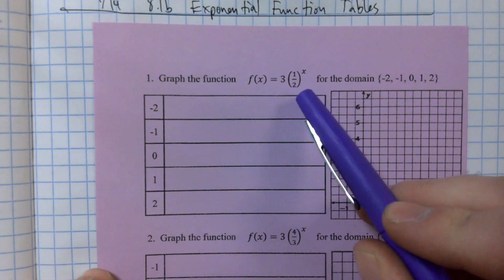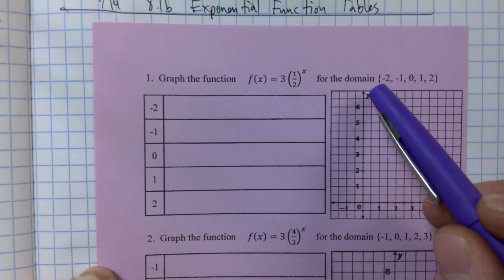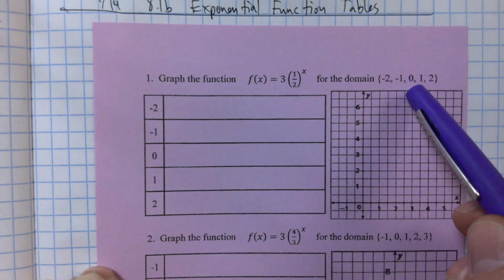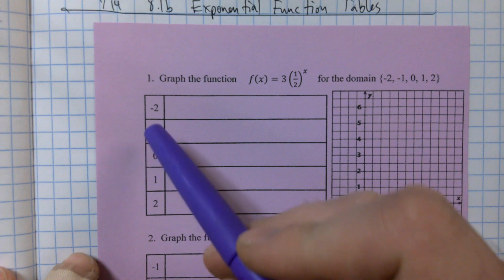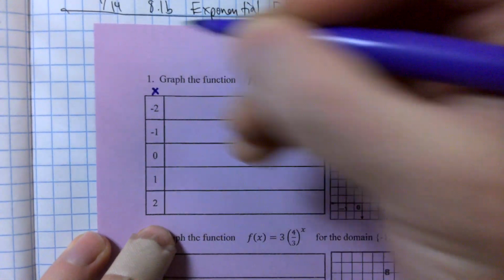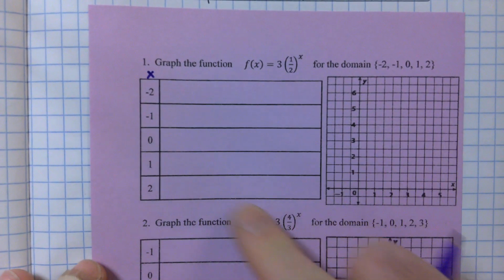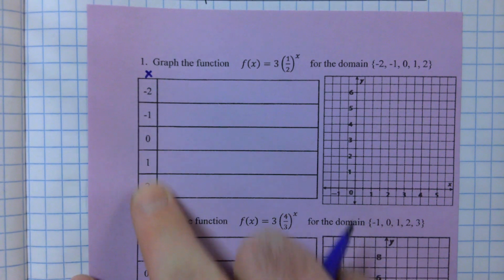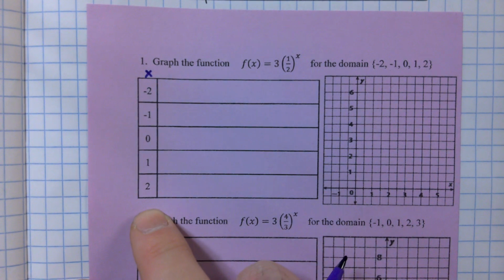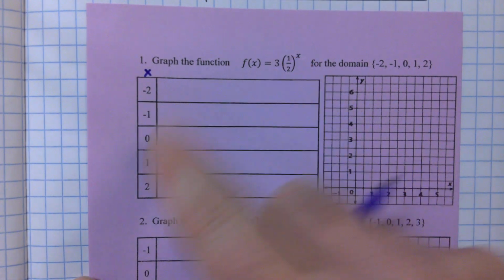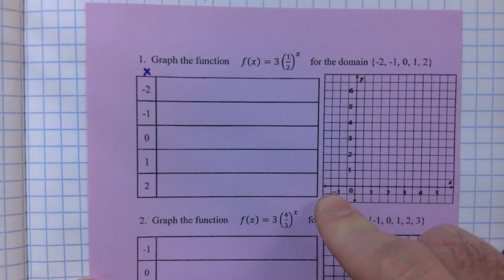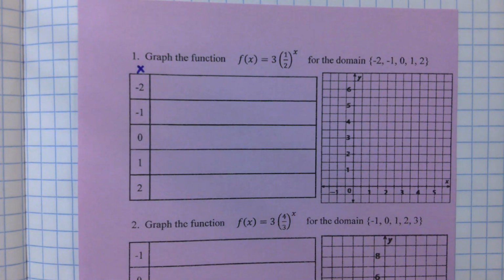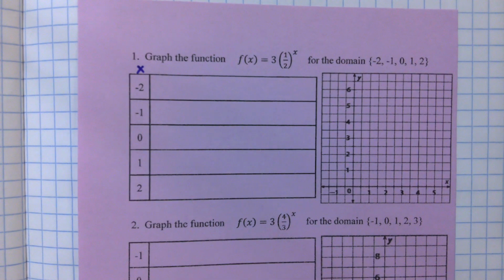We're going to graph this exponential function for the domain -2, -1, 0, 1, and 2. Now, domain, are those x values or y values? X values. So with this little function table, I'm going to take each of those inputs, put them in, and evaluate. Whatever I get at the end of that evaluating is my y values, or my outputs.